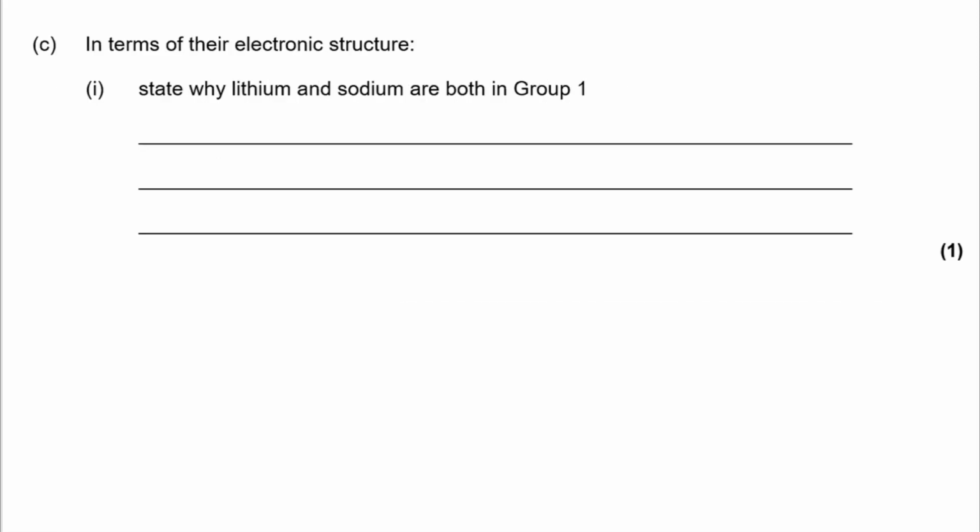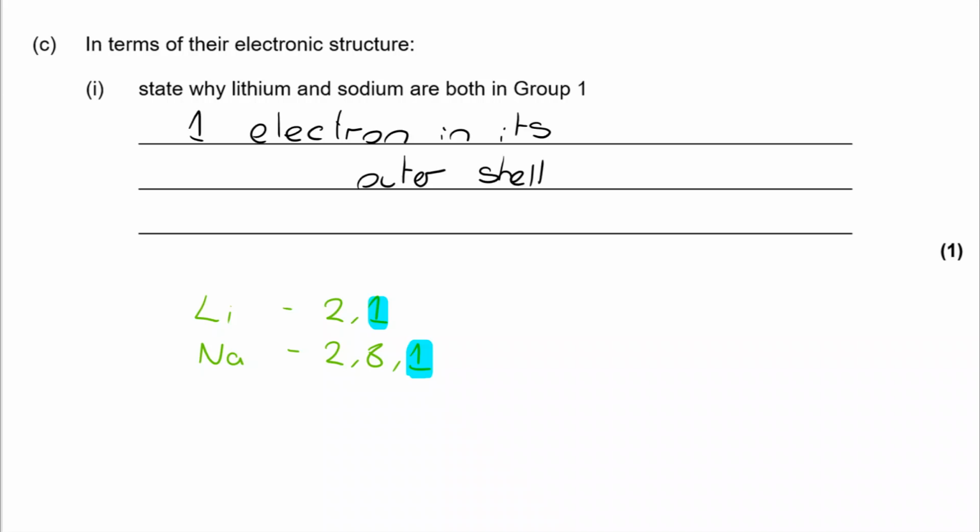Moving on, why are lithium and sodium both in group 1? I've already touched on this going through some of the other questions, but let's look at their electron configurations. Lithium is 2-1, sodium is 2-8-1, and they both have 1 electron in their outer shell.